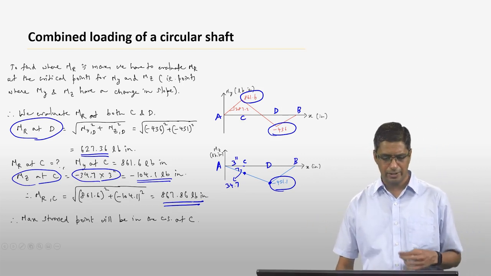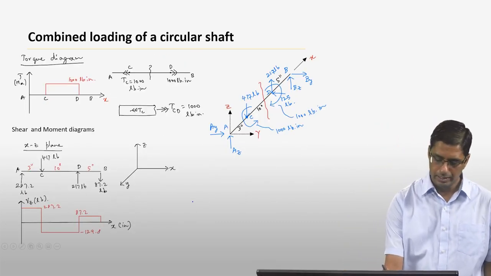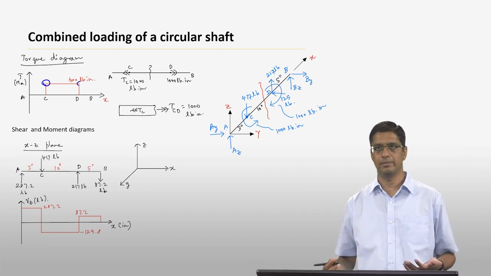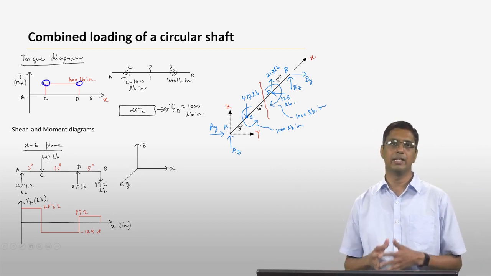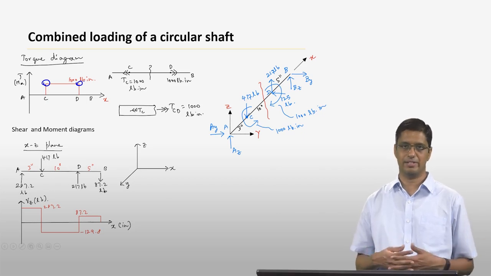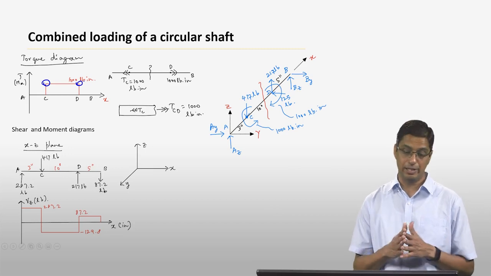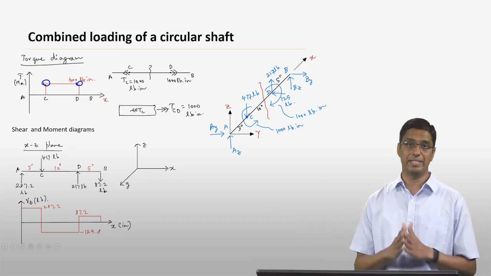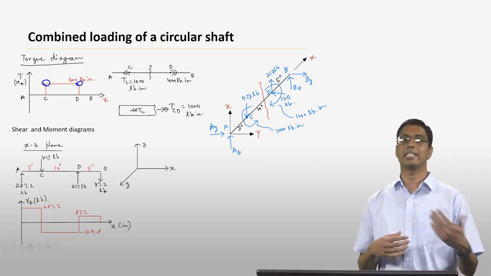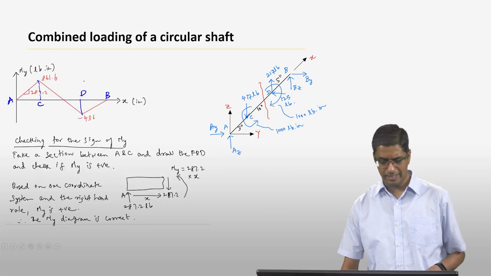I also want to go back to the torque diagram and show you that both at point C and point D you have the maximum torque. So it looks like you're going to also have the maximum shear stress, or torsional shear stress, occurring at the cross section at C. Actually it's going to occur at every cross section between C and D, but C also turns out to be the point where you have the maximum internal moment. So we have done all this.